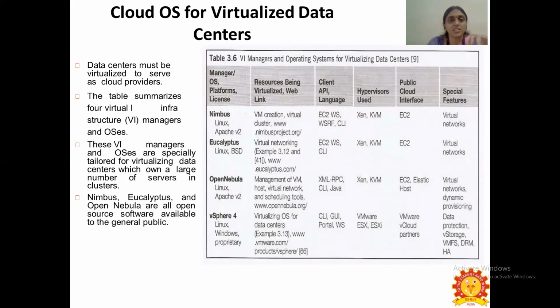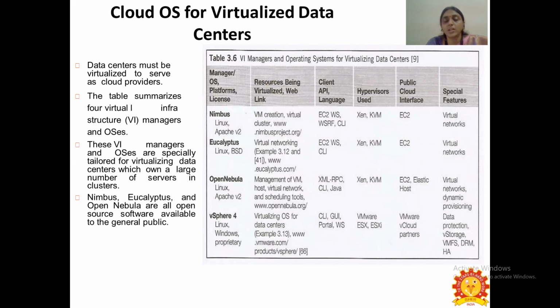And here is the cloud OS, where virtualized data centers serve as cloud providers. This table summarizes the four virtual infrastructure managers and operating systems. The manager, operating system, or platform license mentioned here are Nimbus, Eucalyptus, OpenNebula, and vSphere. The resources being used are also mentioned, along with the corresponding client API or language. And here the Xen hypervisors are used most commonly.